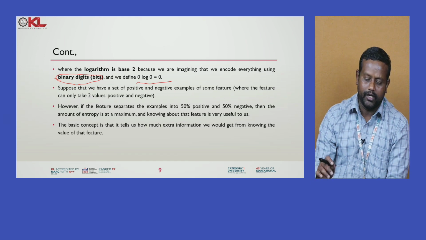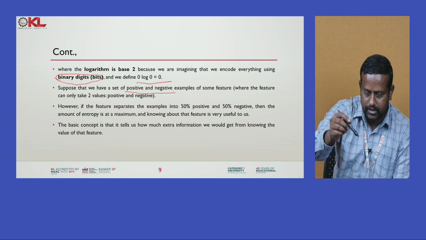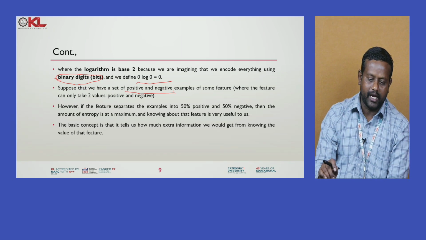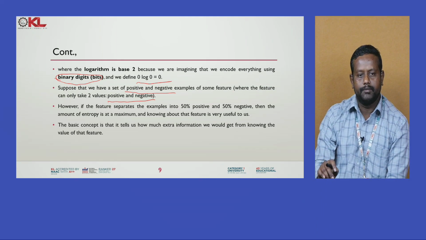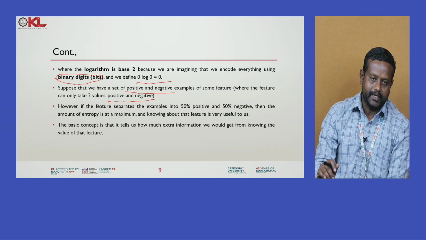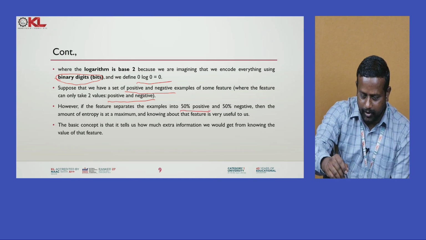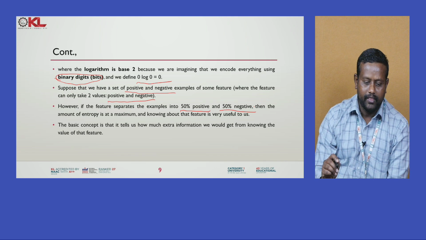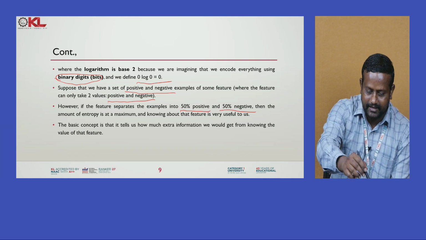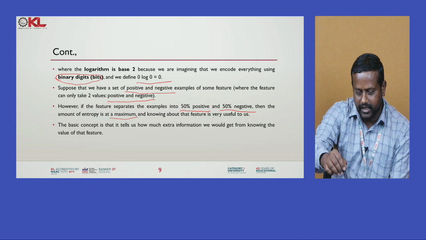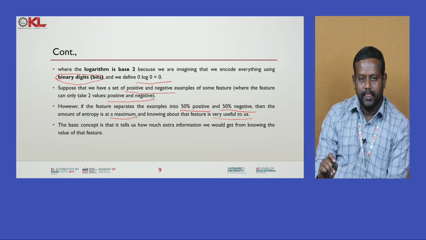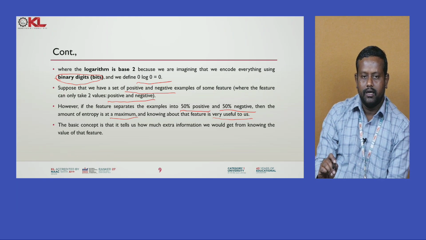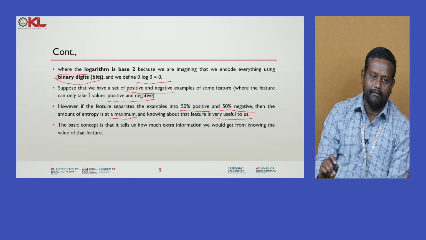Suppose that we have a set of positive and negative examples of some feature, where the feature can only take two values, positive and negative. If the feature separates the examples into 50% positive and 50% negative, then the amount of entropy is at a maximum, and knowing about the feature is very useful to us. The basic concept is that it tells us how much extra information we would get from knowing the value of that feature.